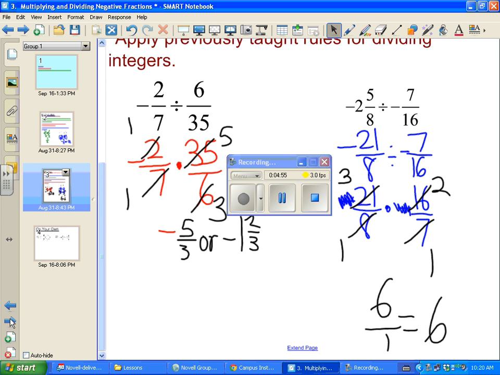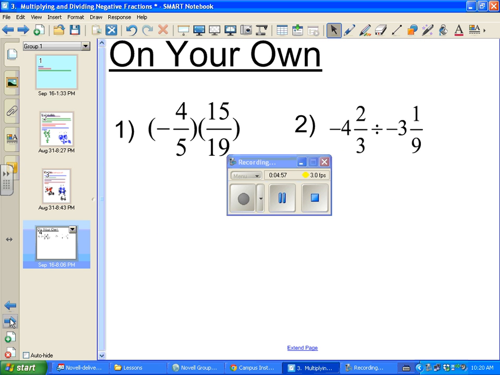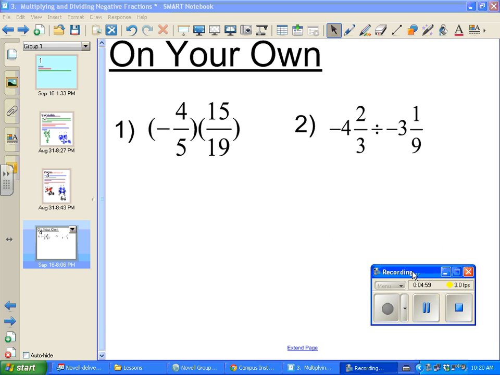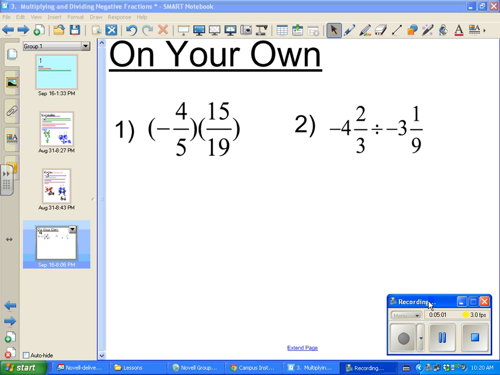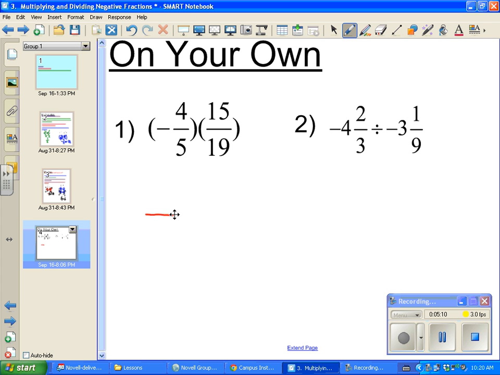So now, on this slide, you definitely want to pause the video and try these on your own. Once you're finished, come back and see how the answers went. Negative 4/5 times 15/19. You know the answer is negative. 5 and 15, we can factor, divide out 5 from each of those. 4 and 19 are stuck there. So we've got negative 12 over 19, once you multiply each part there.